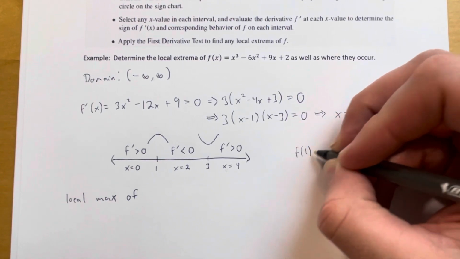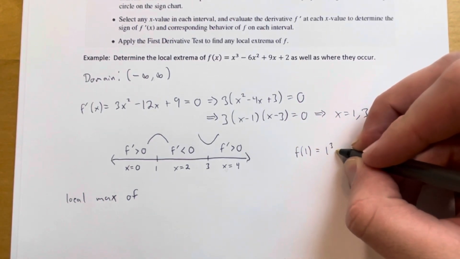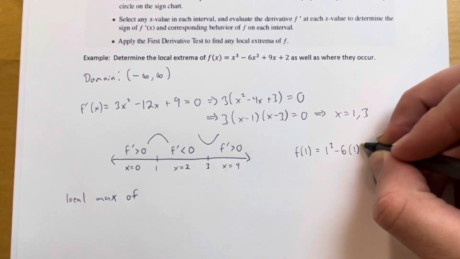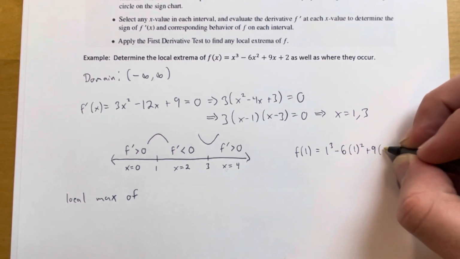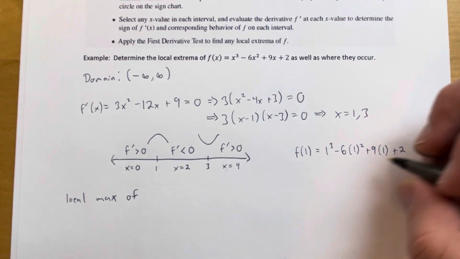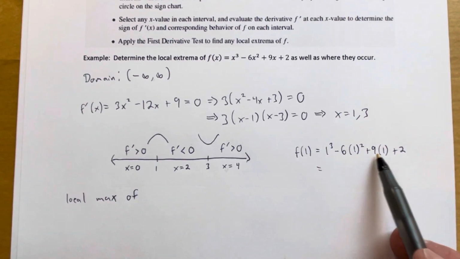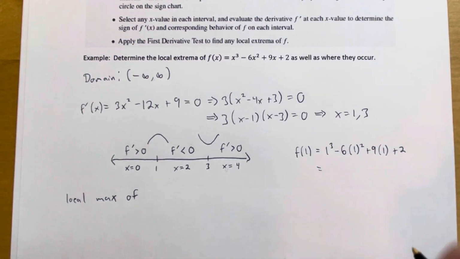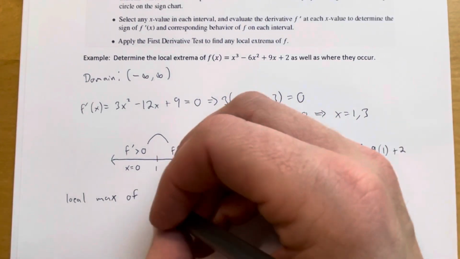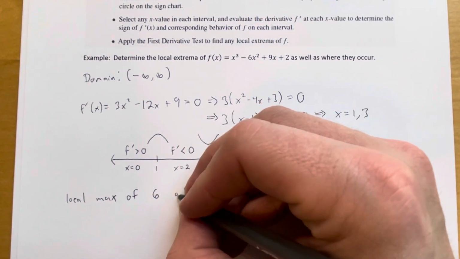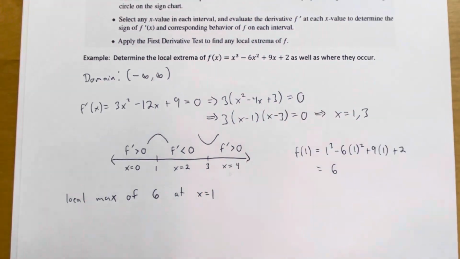F of 1 is equal to 1 cubed minus 6 times 1 squared plus 9 times 1 plus 2. What's that equal to? So that's 1 minus 6, so negative 5, plus 9, positive 4, plus 2, 6. So we have a local max of 6 at x equals 1. So that's the actual maximum value, and this is where it occurs.